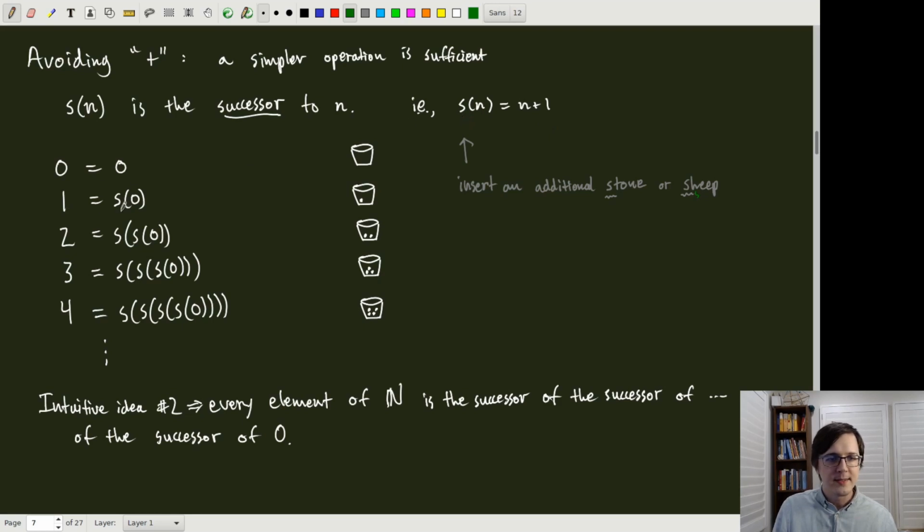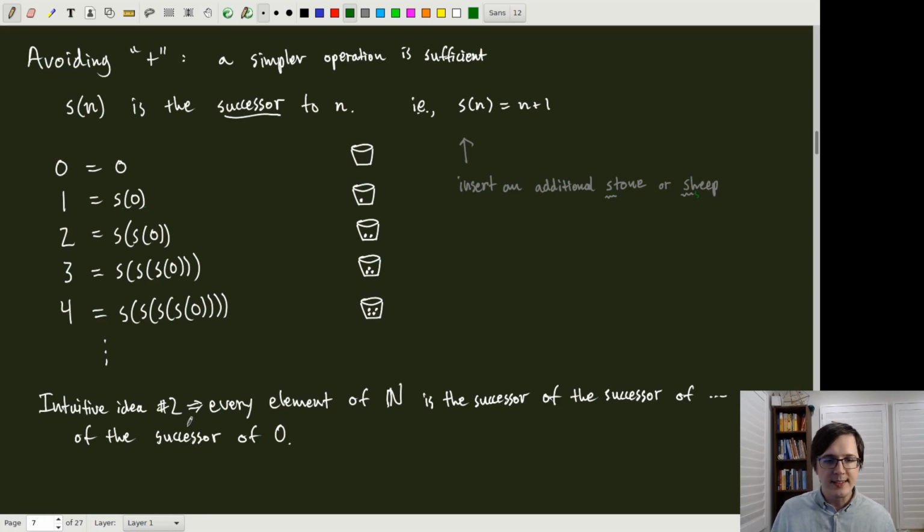So 1 can be defined to be the successor to 0. 2 is the successor to the successor of 0. 3 is the successor of the successor of the successor of 0, and so on. So also, as a mnemonic, S is like inserting an additional stone into a bucket. So given the empty bucket, which is 0, the successor to the empty bucket is a bucket with 1 stone. A successor to that bucket is a bucket with 2 stones, and so on.